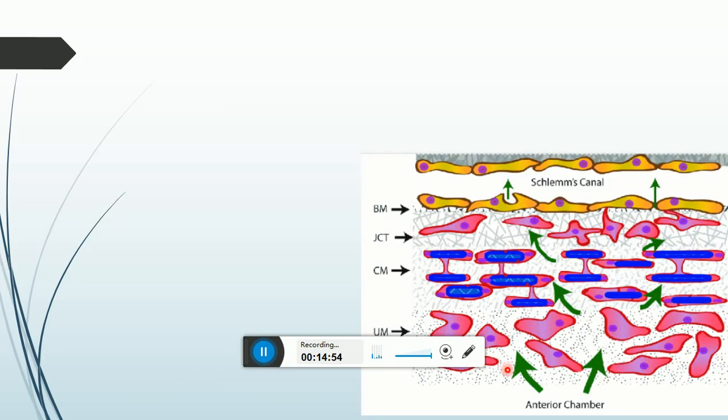So again, this is the trabecular meshwork and the Schlemm canal. The aqueous humor goes from the anterior chamber through these green arrows into uveal meshwork and corneoscleral meshwork, juxtacanalicular meshwork, and then the Schlemm canal. As we go towards the Schlemm canal, the resistance increases and increases.